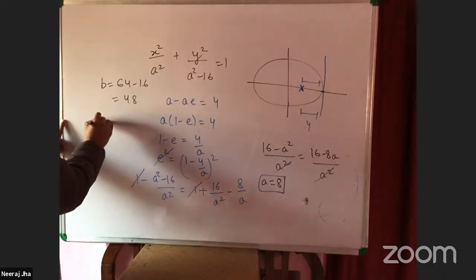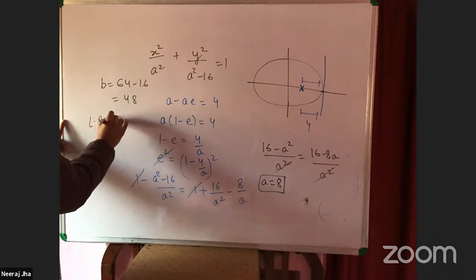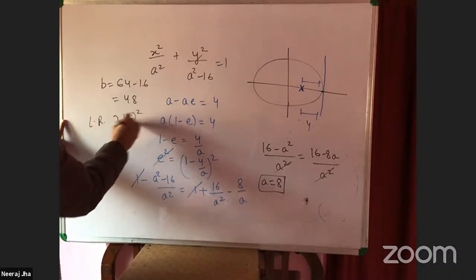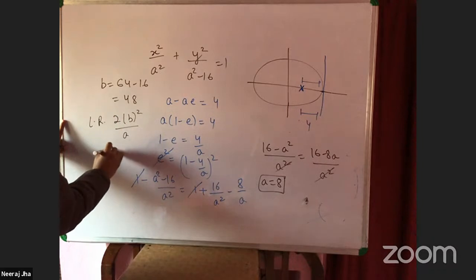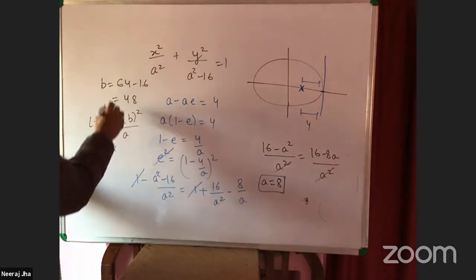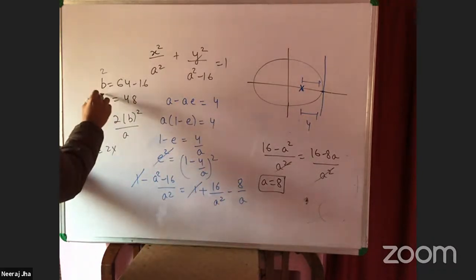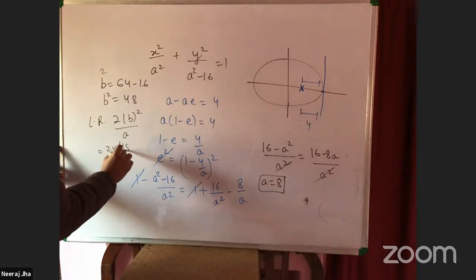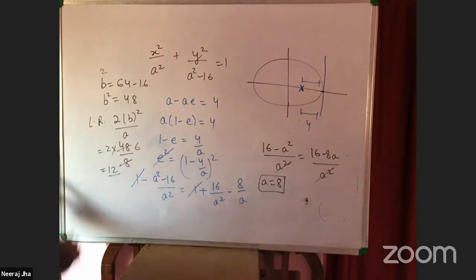So the length of the latus rectum is equal to 2 into B square upon A. Oh, sorry, this is B square, which is 48. 48 upon A, which is 8. 8 6s are 48. 6 2s are 12. 12 is the answer.